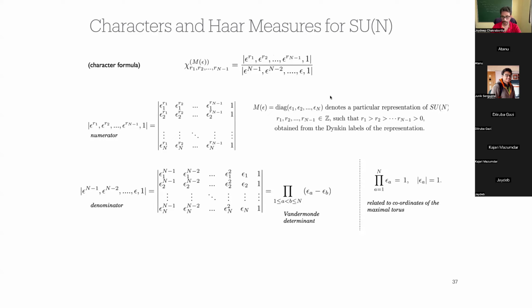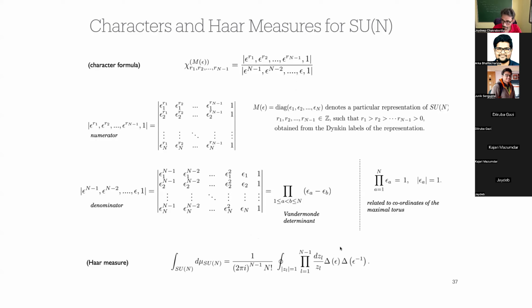So now, this determinant part, which is appearing here in the denominator, is another... Sir, what are these epsilons, epsilon R1, epsilon R2? Epsilons are basically my torus coordinates. If you remember, last time we talked about the U1 case, the dz by z. So z's are also the torus coordinates.